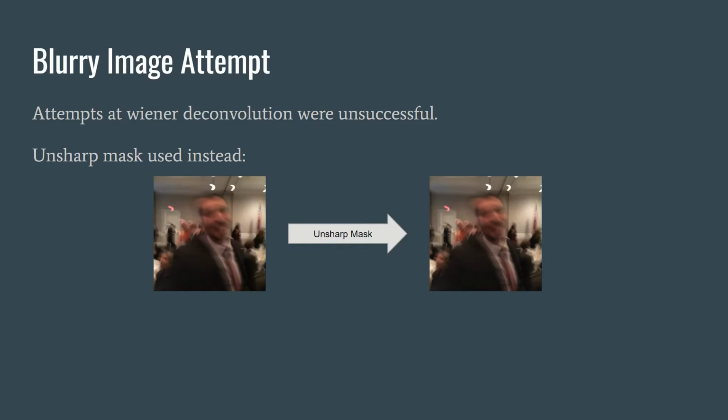Being unable to successfully apply Wiener deconvolution, I instead applied an unsharp mask in an attempt to sharpen the image as much as possible. As you can see, this did not change that much, and really did not affect the quality of the image whatsoever. The image in this case is only marginally sharper. This is likely because the image was not denoised before attempting to enhance it.